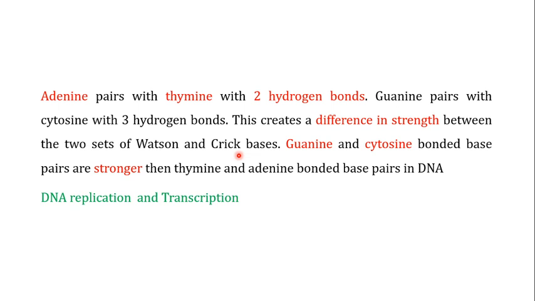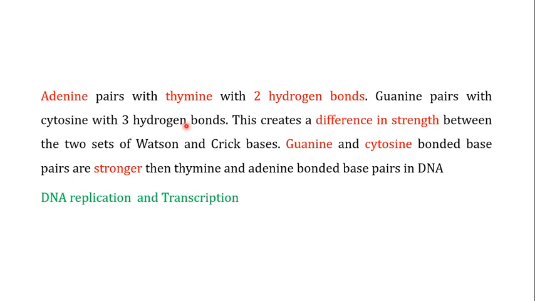Now why is this important? The DNA is the hereditary material, and this is also the material from which the functional RNA, that is the messenger RNA, the transfer RNA, and the ribosomal RNA, are formed. So we need a strong hereditary molecule which can protect the hereditary material, and at the same time allow the DNA replication and the transcription machinery to transcribe and replicate the DNA molecule.